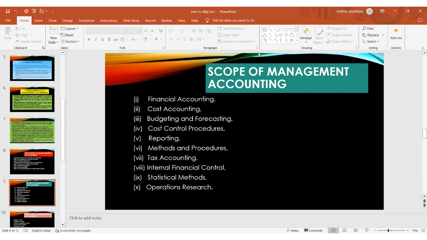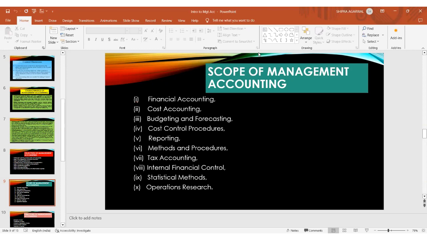Then internal financial control. Every organization tries to have their own internal financial controls. That means you will not just keep on spending money without considering how much is to be spent, whether we are spending judiciously or not. So in this case, whatever things are to be taken care of, that is something internal to the organization, and that is something that we do not disclose to the outside people. See, whatever we are doing under management accounting, certainly we will not be disclosing it to the outside people, right?